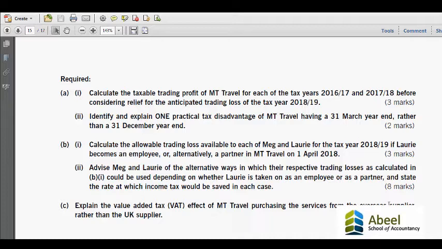Let's read the next requirement, C. Explain the VAT effect of MT Travel purchasing services from overseas suppliers rather than UK suppliers. If we buy services from overseas suppliers, then what sort of rule will come into the business? That's a business to business transaction. We'll be discussing that as well, inshallah, later on. Let's read the question now, what it says. That was all about the requirements.